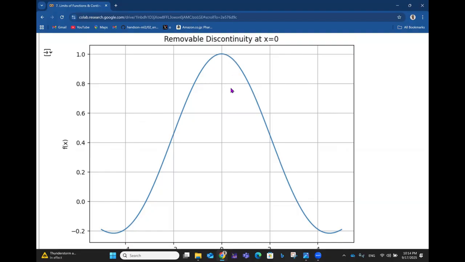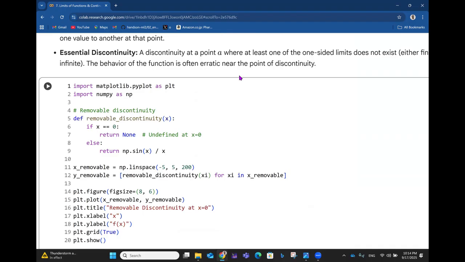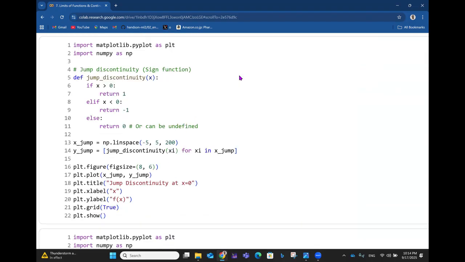We can still find continuity in the sense that sin x over x at 0 doesn't work, but if we use L'Hopital's rule, for instance, we have cos x over 1, and cos 0 is 1. And that is why we have this value. So that's a removable discontinuity at x equals 0. Then we also have the next one, that's a jump discontinuity.